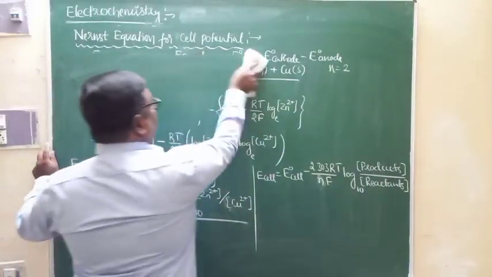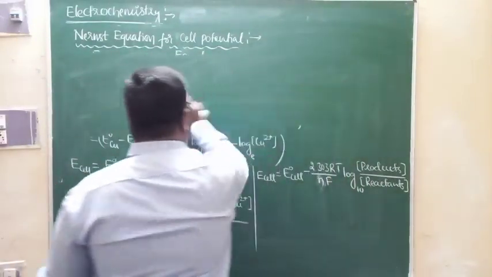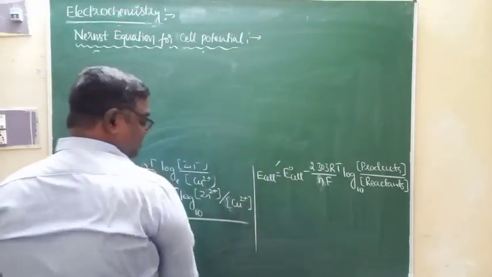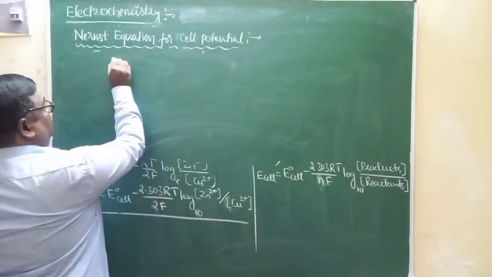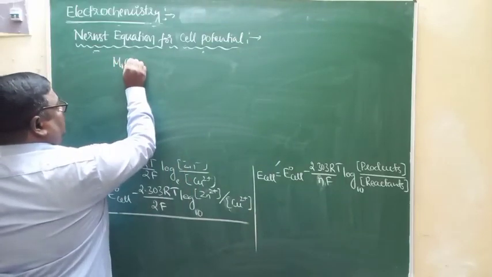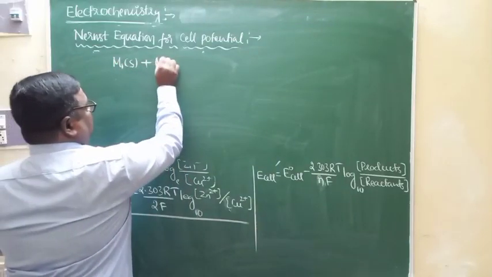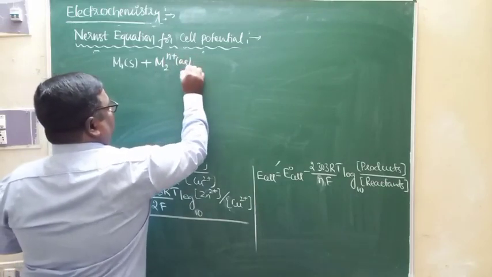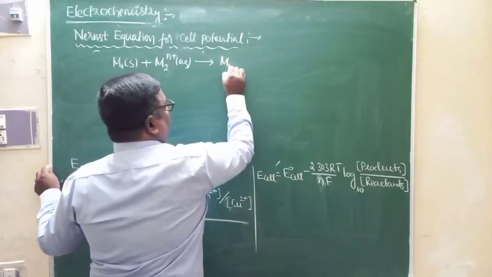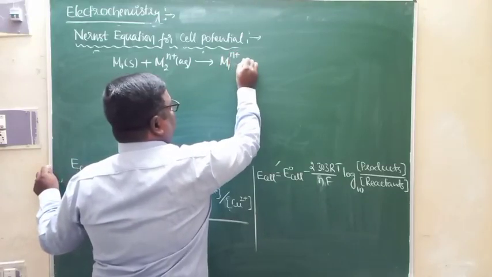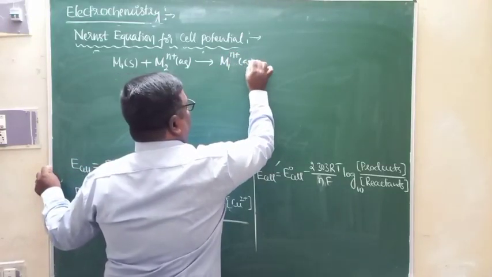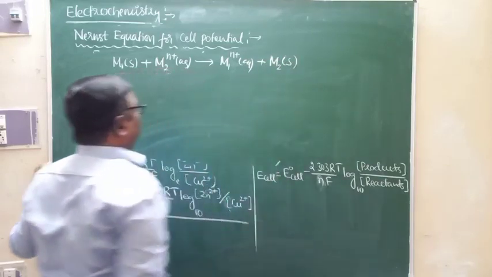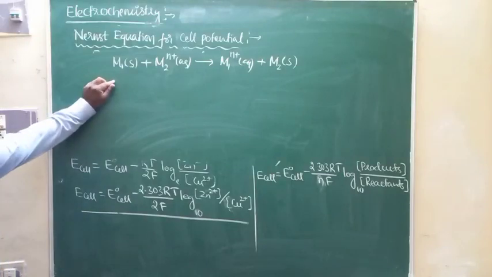Now I will take a cell reaction of this type. If I consider M1, a solid, it becomes M1 to the N plus in aqueous solution, and that gives M2 to the N plus in aqueous solution, plus M2 in solid state. Let's take this as a cell reaction; I am writing the general expression.